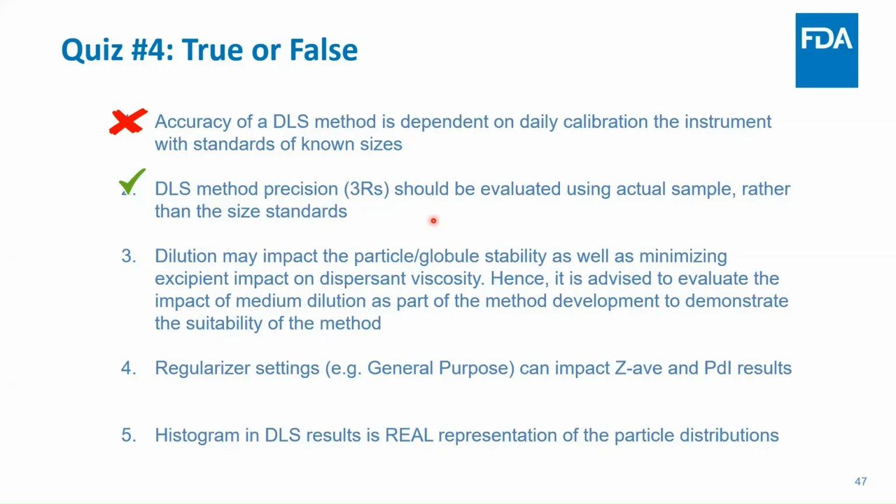I think this one is hopefully fairly obvious, as we've talked about how important viscosity and concentration are during the measurement. So that one is true. Lastly, these 2 last ones: regularizer setting can impact the Z value and PDI results. That might be one of the last things I talked about.